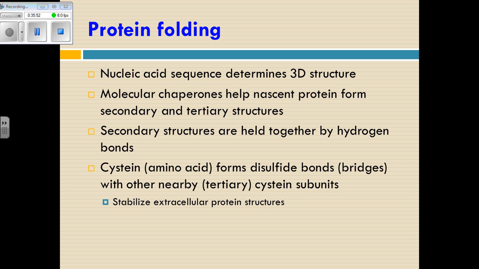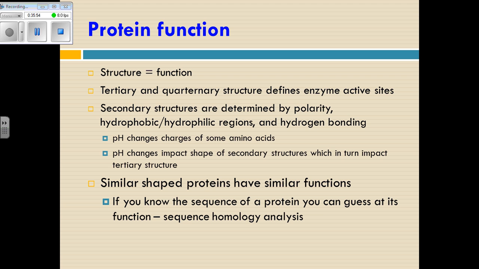Let's see. So protein function is related to its structure. I think I've said that enough times for you to know it's important. It is both the tertiary and the quaternary structure that define an enzyme's active site. So in a small protein, it's a tertiary structure. If there is quaternary structure, then the quaternary structure is going to define the active site. Okay, but the secondary structures are also important because you need the secondary structures to form the tertiary structures.